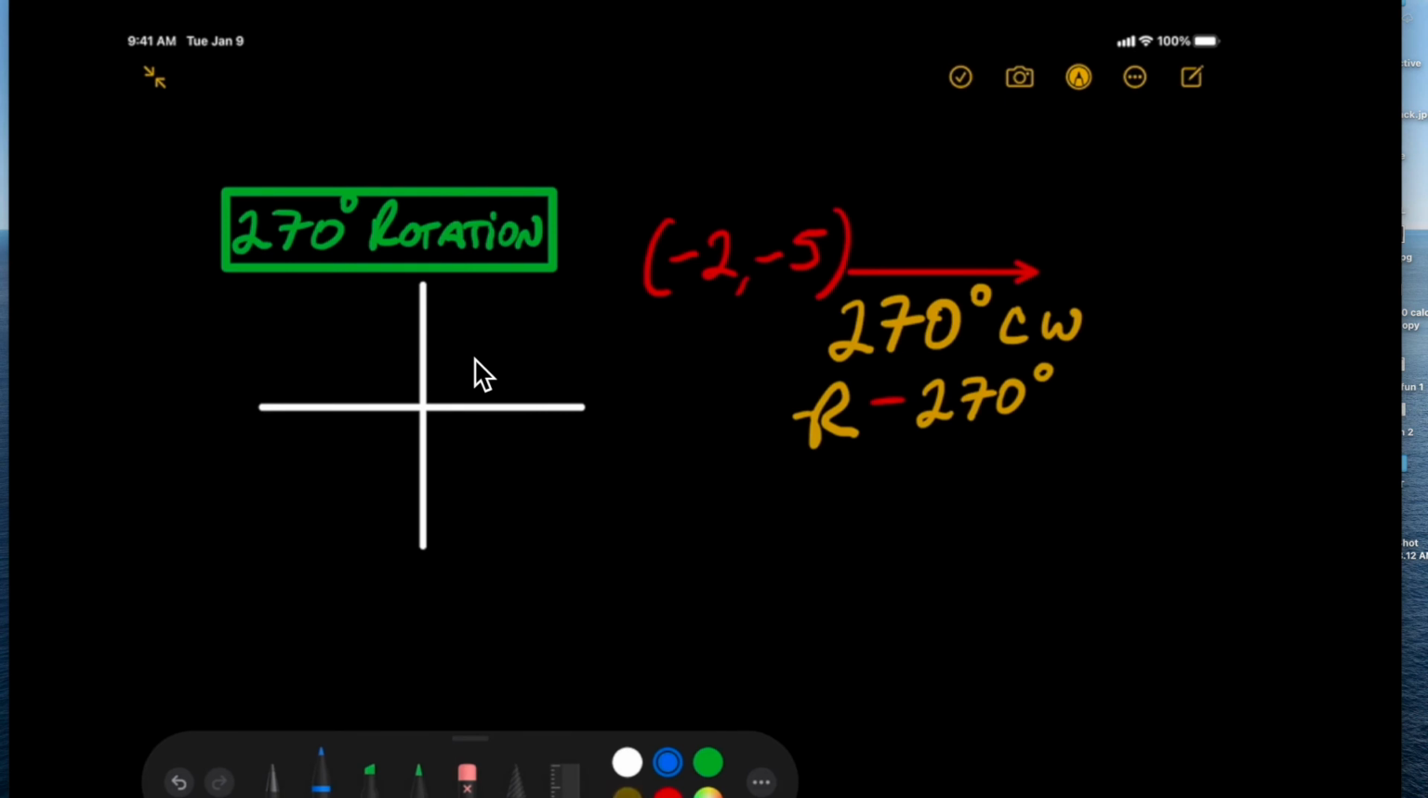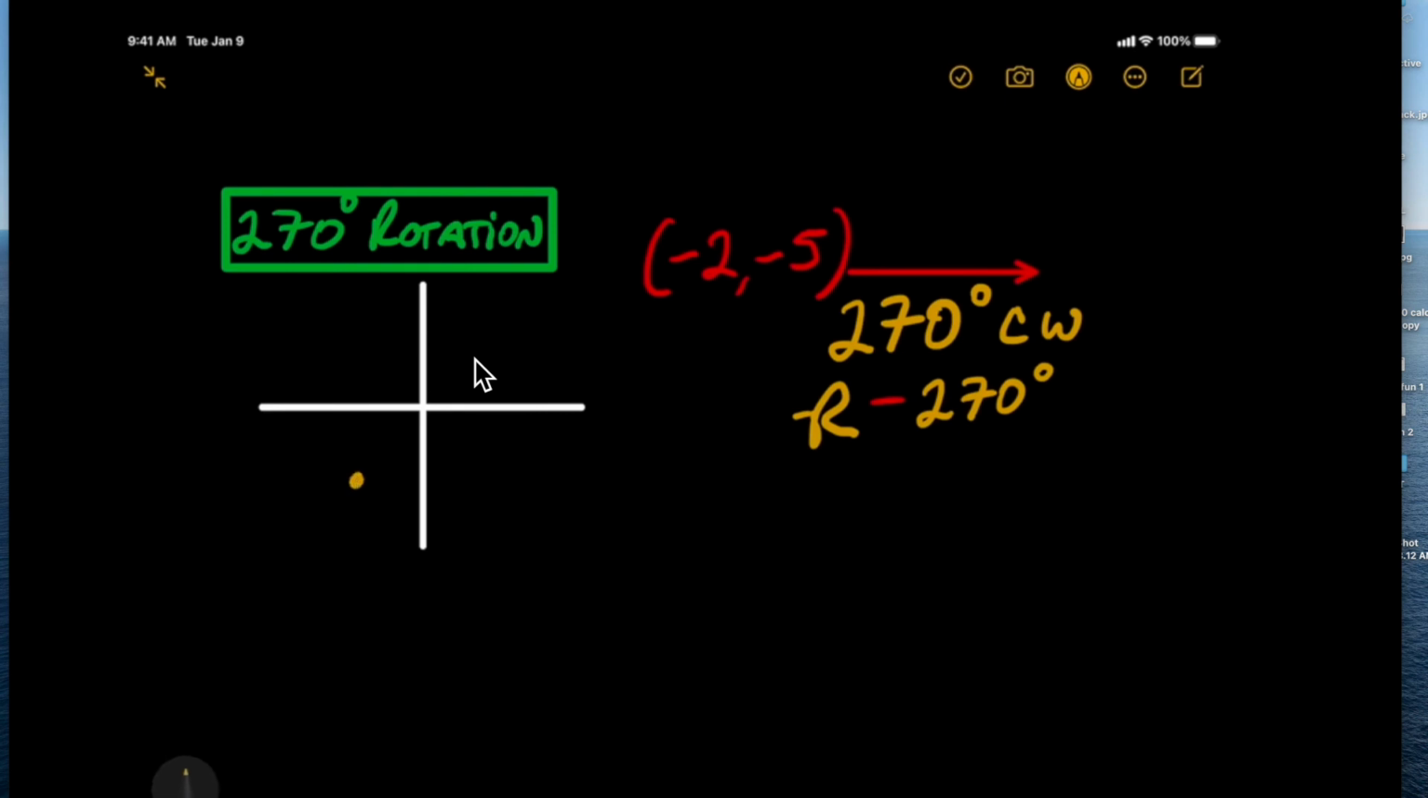Here, we are at -2, -5, which would bring us here. We draw a line from the origin to the point that we are rotating. Here, we are calling for a 270 rotation clockwise, which would be this way, and that is considered negative by convention. So instead of going 270 degrees clockwise, we are going to go 90 degrees counterclockwise. So let's create a 90 degree angle between those two lines as such. We're going to end up in quadrant 4.